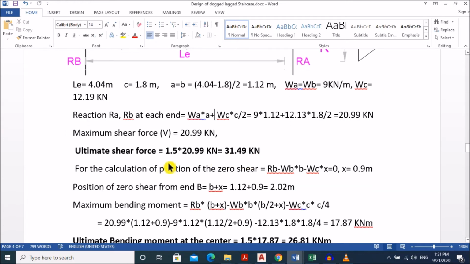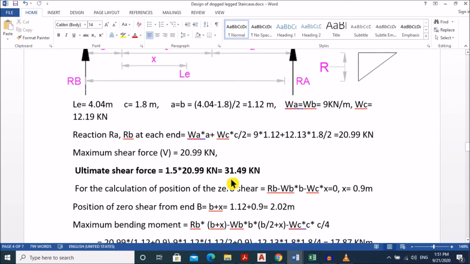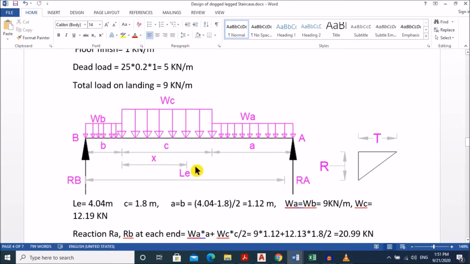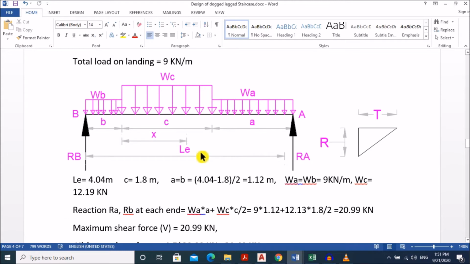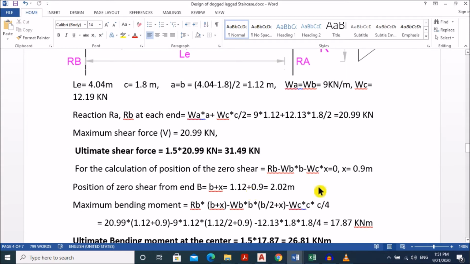The ultimate shear force, or factored shear force, is 1.5 multiplied by 20.99. This gives 31.49 kilonewton. For the calculation of the position of zero shear, we are going to calculate the point of zero shear, because this gives the maximum value of bending moment. So this is the equation for zero shear, and this gives x equal to 0.9 meter.